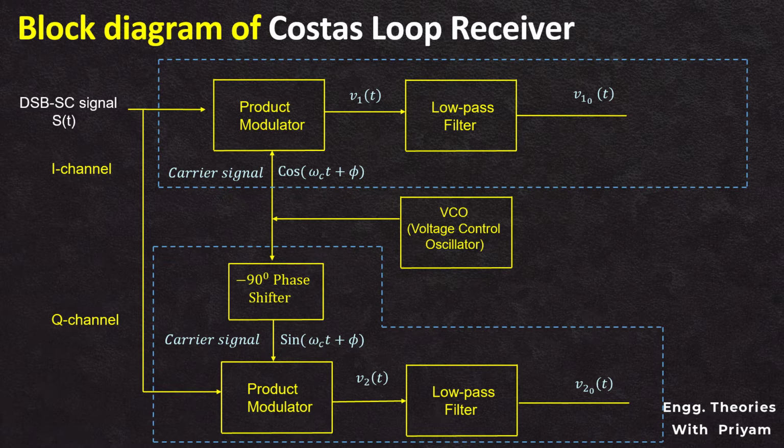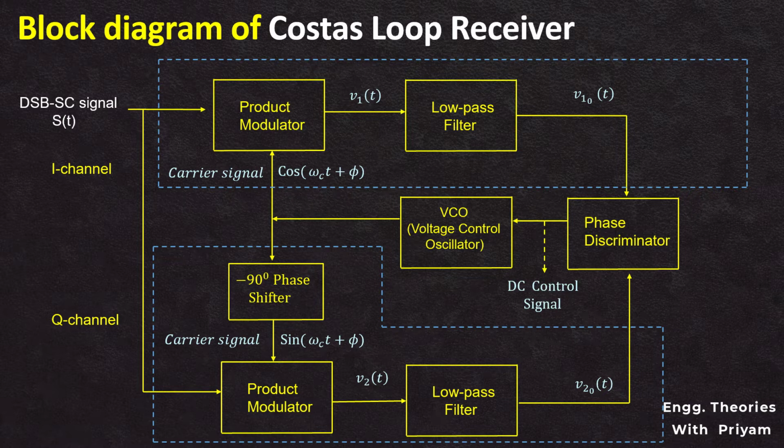The outputs produced by these two detectors are given as the input to the phase discriminator. The phase discriminator generates a DC control signal based on the phase difference phi and gives this DC control signal as an input to the VCO. If there is no phase difference between the two carrier signals, then it directly produces the demodulated message signal m(t) at the output. If there is a phase difference, then the VCO generates an output signal by changing the phase and frequency based on the input DC control signal and gives it as an input to the product modulator. Again, the two detectors generate two output signals. This process continues until the signal generated from the VCO is in phase with the carrier signal used in the DSB-SC modulated signal. When this happens, we get our desired demodulated message signal at the output.